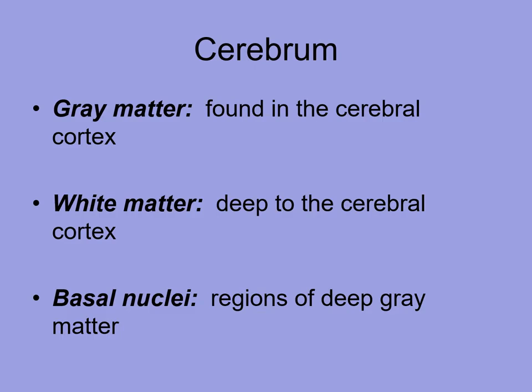With the cerebrum, one thing that's interesting is that the gray matter is found in the cerebral cortex area. The white matter is going to be deeper to that. Remember, cortex tends to be on the outside of things. Basal nuclei are regions of gray matter that are deep within the white matter.